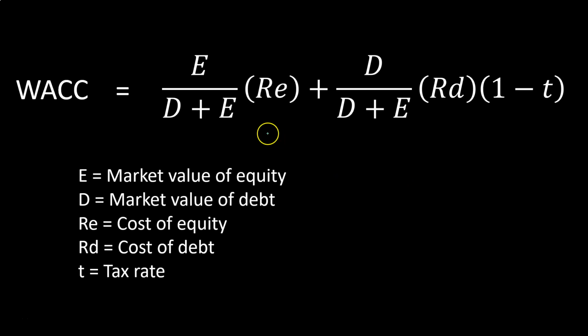Now this looks very intimidating and confusing. We'll break down these two components, E over D plus E and D over D plus E, shortly. And then these two items, RE and RD, are basically the cost of equity and the cost of debt. You can think about the cost of debt as probably the more straightforward one, if you're issuing something like bonds, which we'll talk about in the future. Then you have a situation where you're going to be paying, of course, the interest on the bonds.